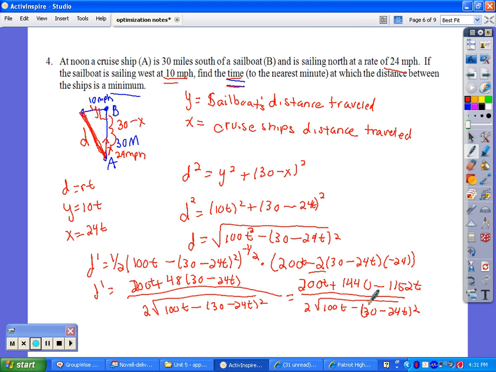And then on this, we can combine our like terms. So I'm going to do 200 minus 1152, so I get the derivative is 848t plus, nope, hold on, subtracted that wrong. So the derivative is negative 952t plus 1440 is equal to 0. And then we solve it. So I get t is equal to 1440 divided by 952. So t, our minimum time is 1.5126.